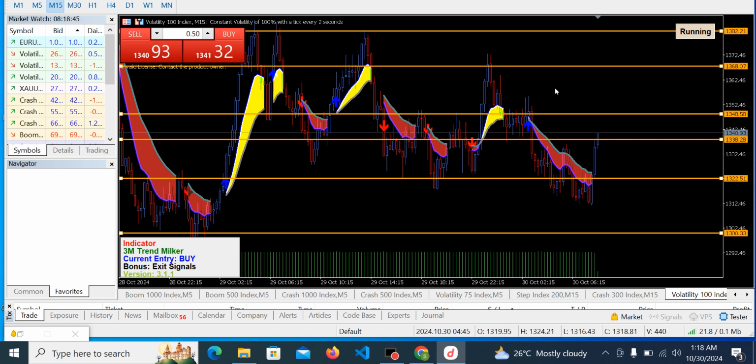With this particular analysis, you can be making up to $1,000 depending on the capital and the lot size you will be using. I will be stopping right here.